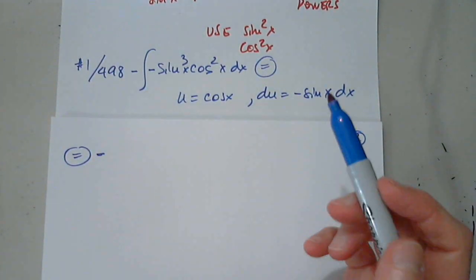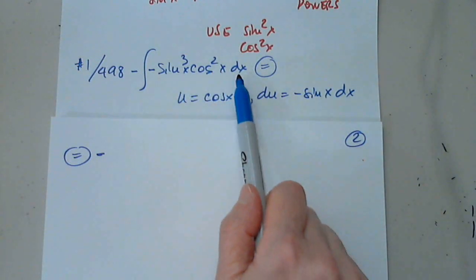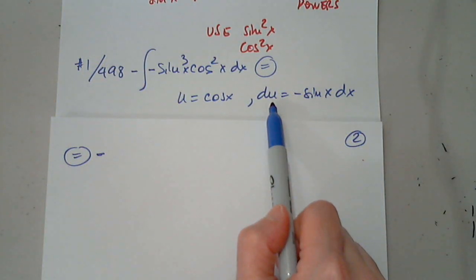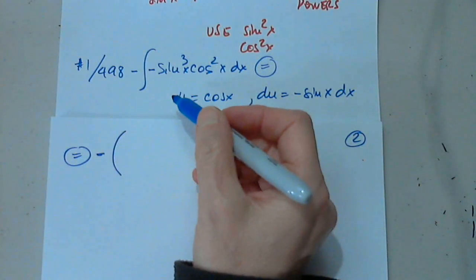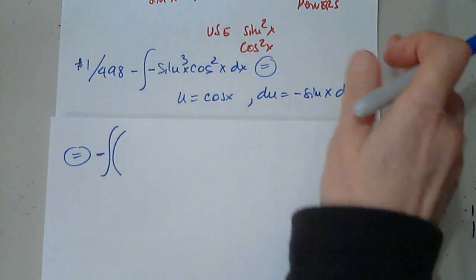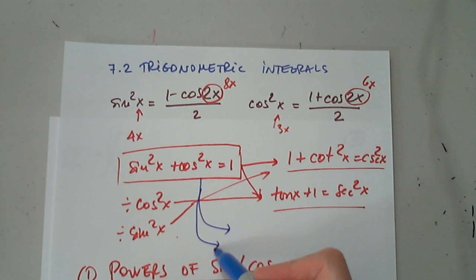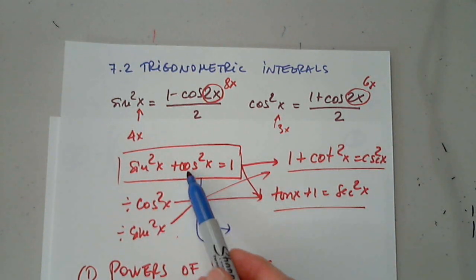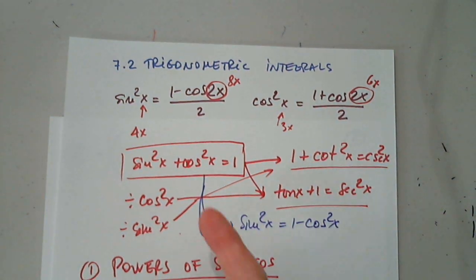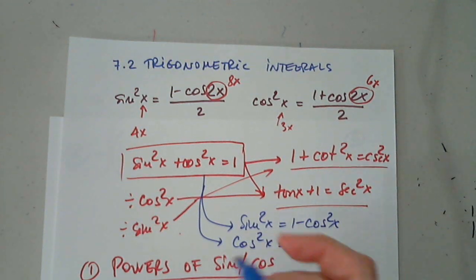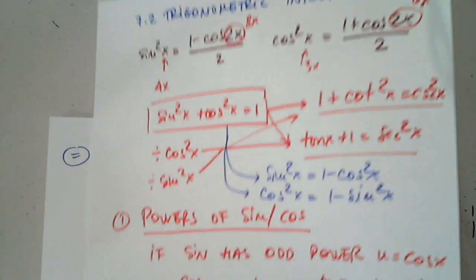A negative stays outside. The negative, one sine, and dx will be replaced by du. But I have a sine squared left over. But sine squared, I didn't write it here. Okay, so let's also write it here. Two other identities: sine squared equals 1 minus cosine squared, and also cosine squared equals 1 minus sine squared. So I'm also using these.